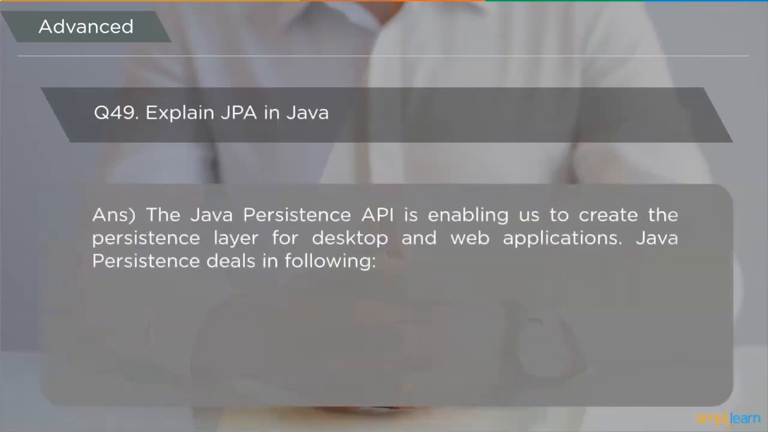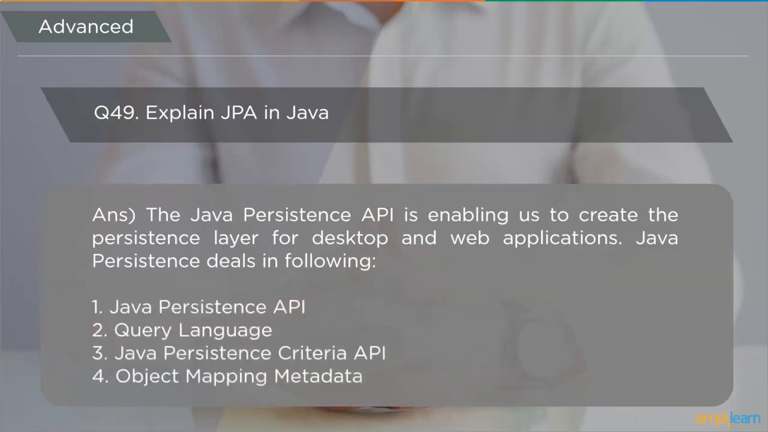So the next question is, explain JPA in Java. So the answer for this question is, JPA stands as an abbreviation for Java Persistence API. The JPA enables us to create the persistence layer for desktop and web applications. JPA deals with the following: Java Persistence API, Query Language, Java Persistence Criteria API, Object Mapping Metadata, etc.